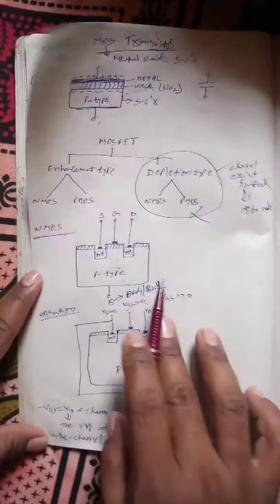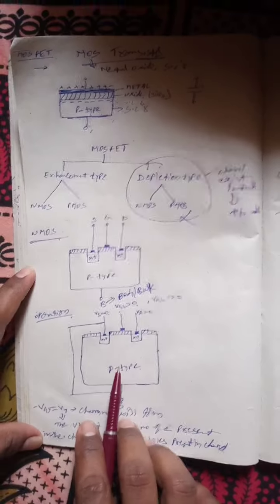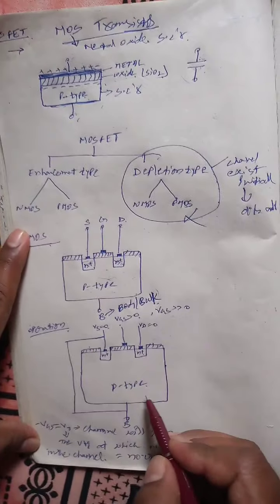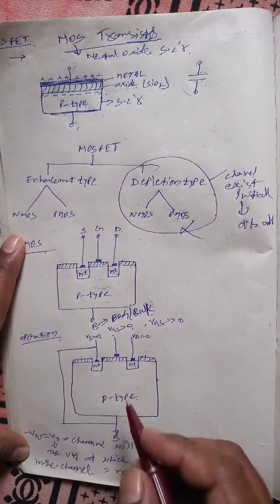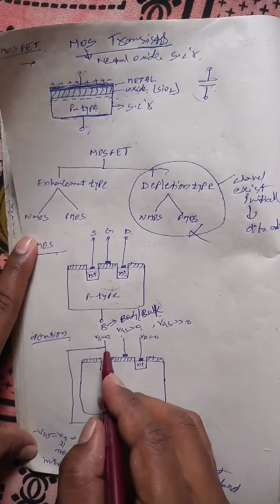Here let us go for the operation. As we discussed previously, when we keep our device in operation, we short the bulk or body terminal to the source terminal.